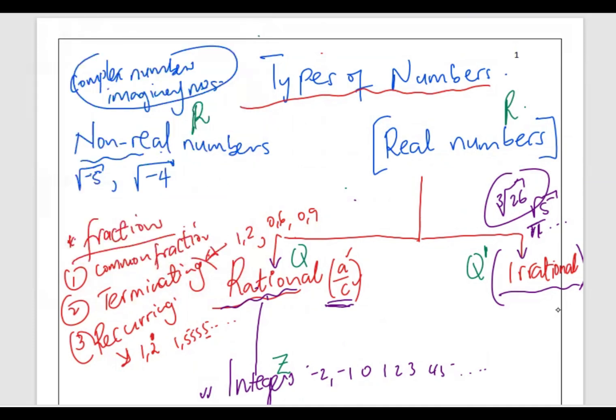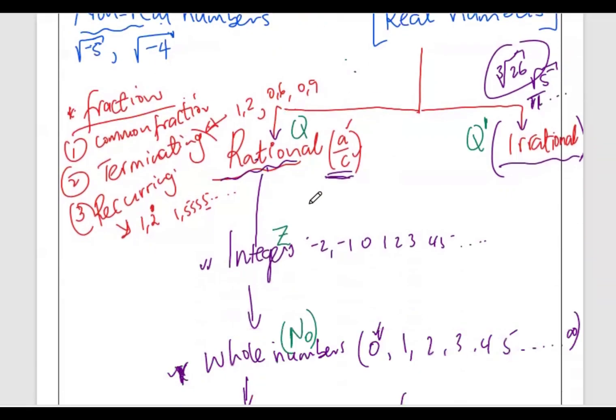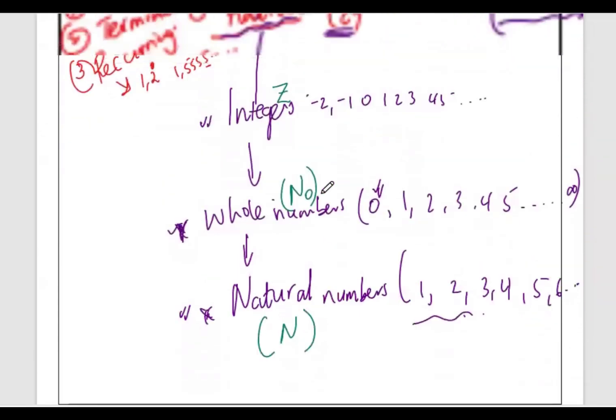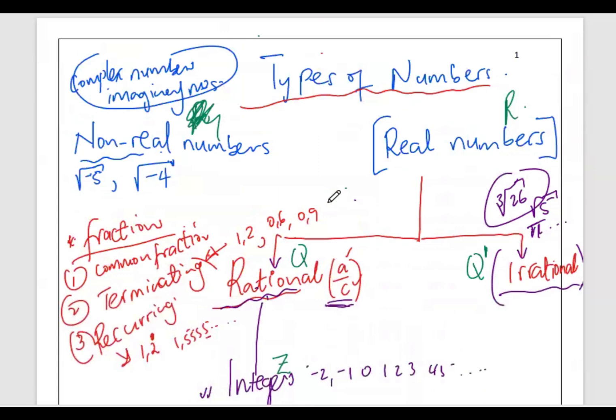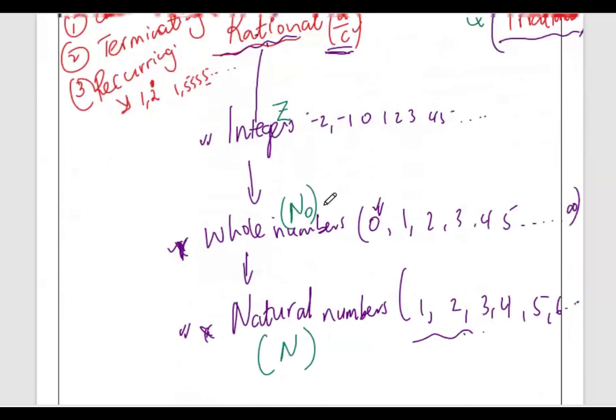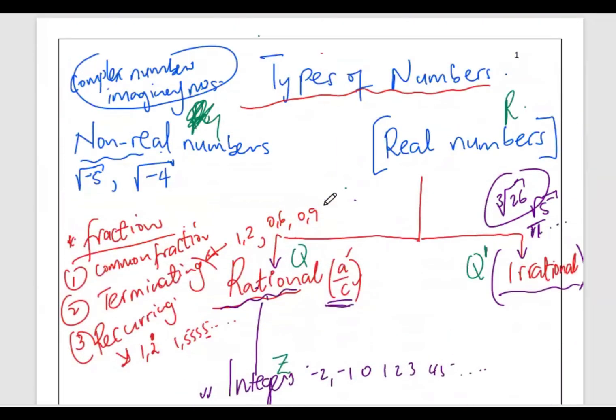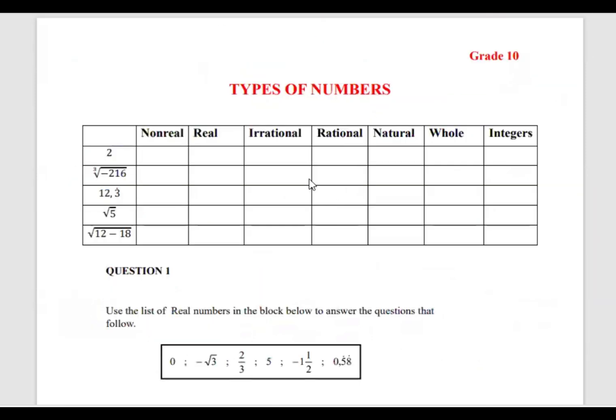So now, having discussed that, symbols are not really relevant or important, as long as we know how to categorize the numbers and how to represent them. That is what matters. Okay, so let's look at some applicable questions that could come under the different types of numbers, especially for grade 10s. We have this table where all we need to do is indicate the different types.